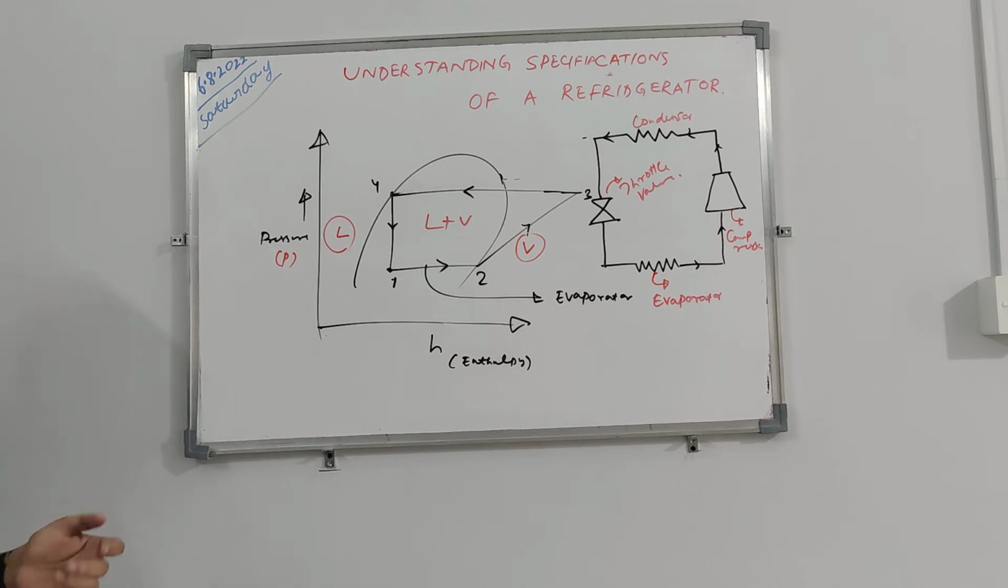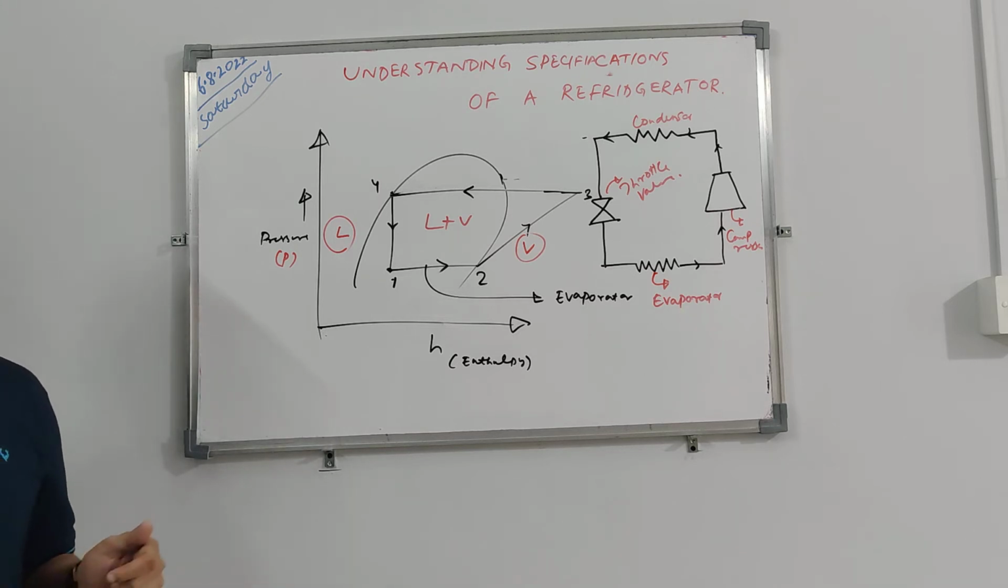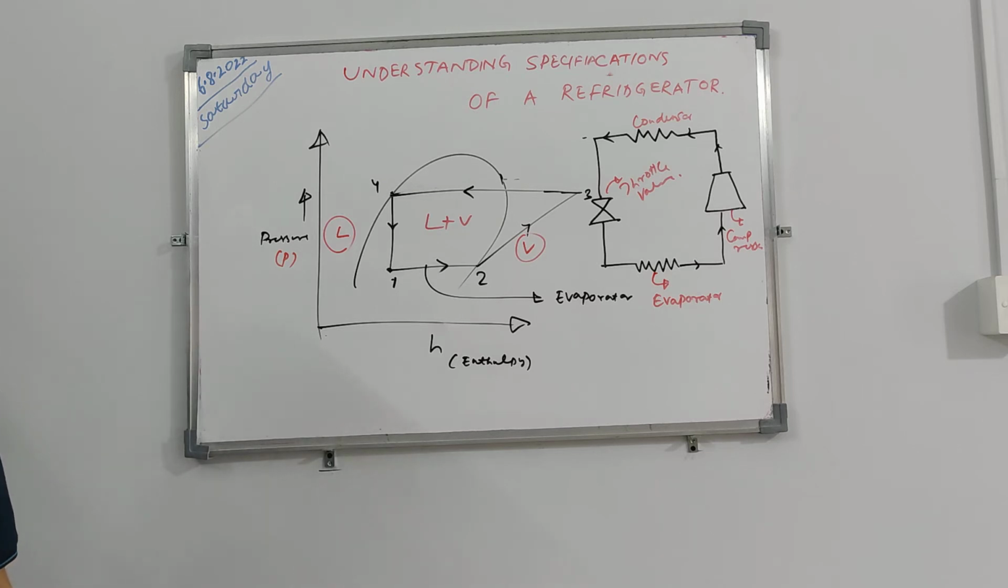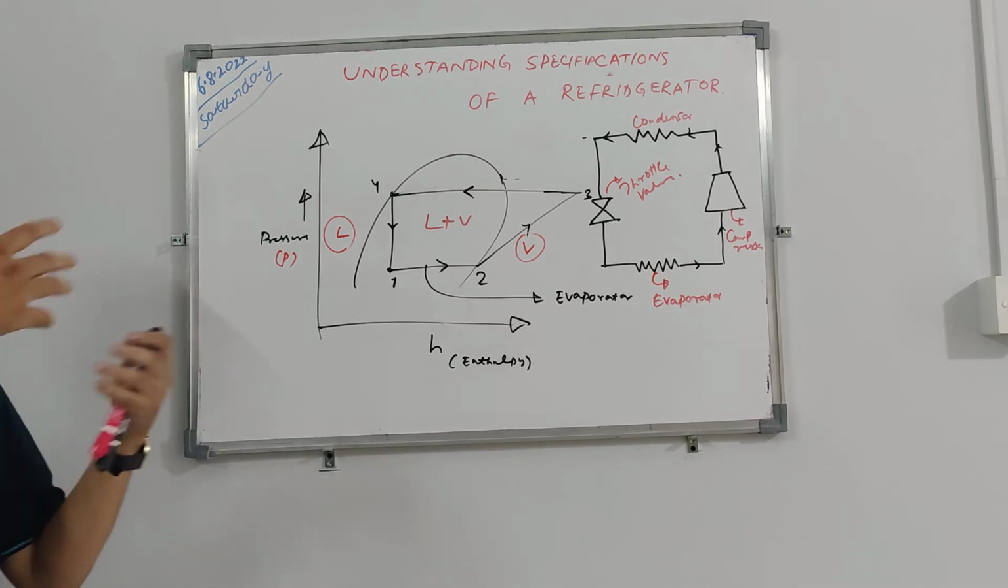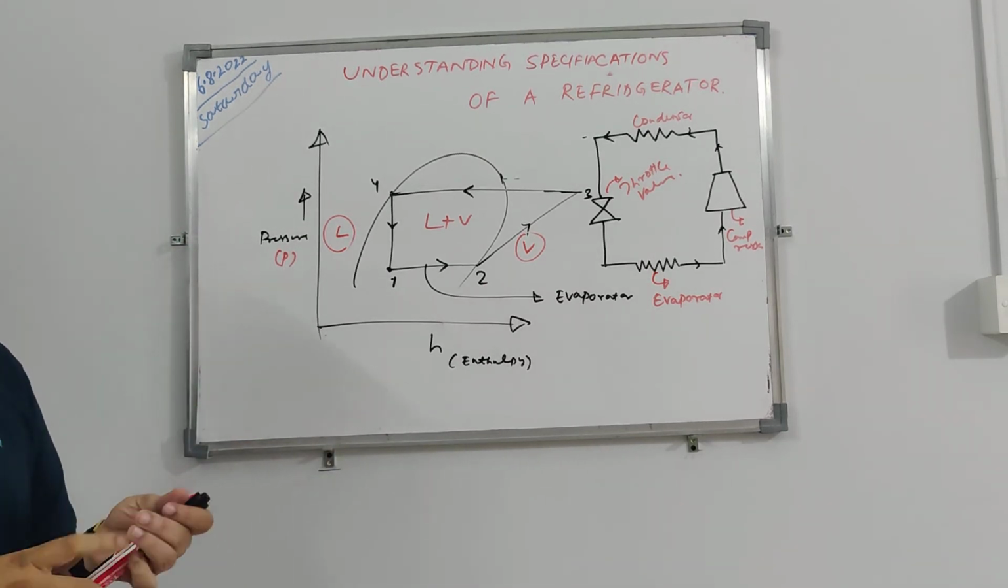Okay. So what does the second law of thermodynamics say? Without external work, the natural tendency of heat is to flow from high temperature to low temperature. But if you are trying to change the direction, you have to spend some work, external energy. That's why it is the second law of thermodynamics, because you are throwing some heat from the refrigeration chamber to the outside. So you have to spend some work.